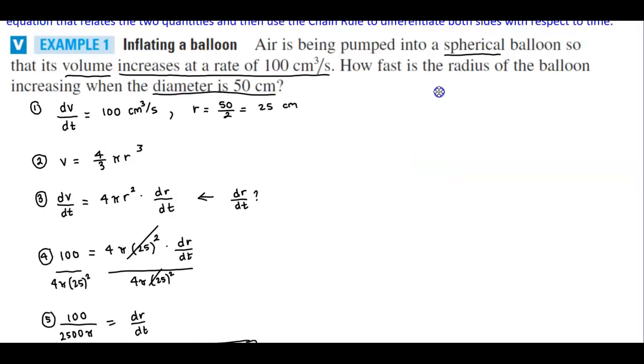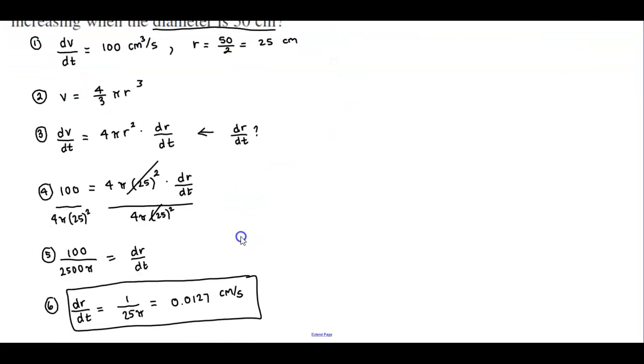And so we wanted to find out how fast the radius of the balloon is increasing when the diameter is 50 centimeters. Well, we can see that it's increasing at 0.0127 centimeters per second.